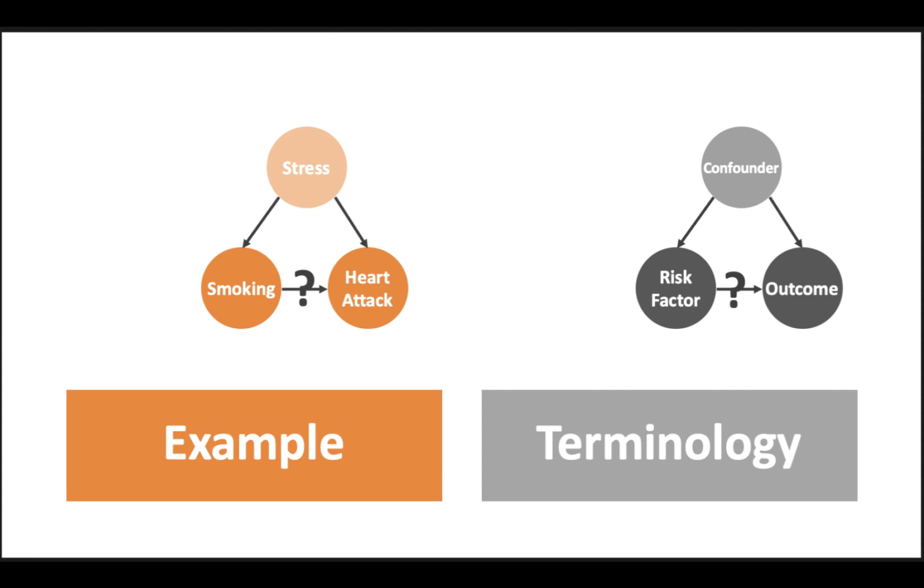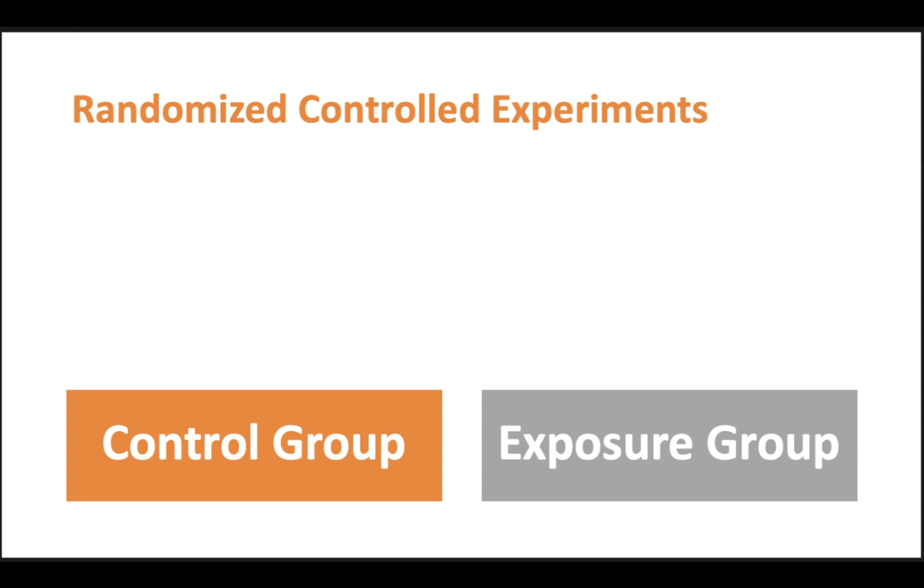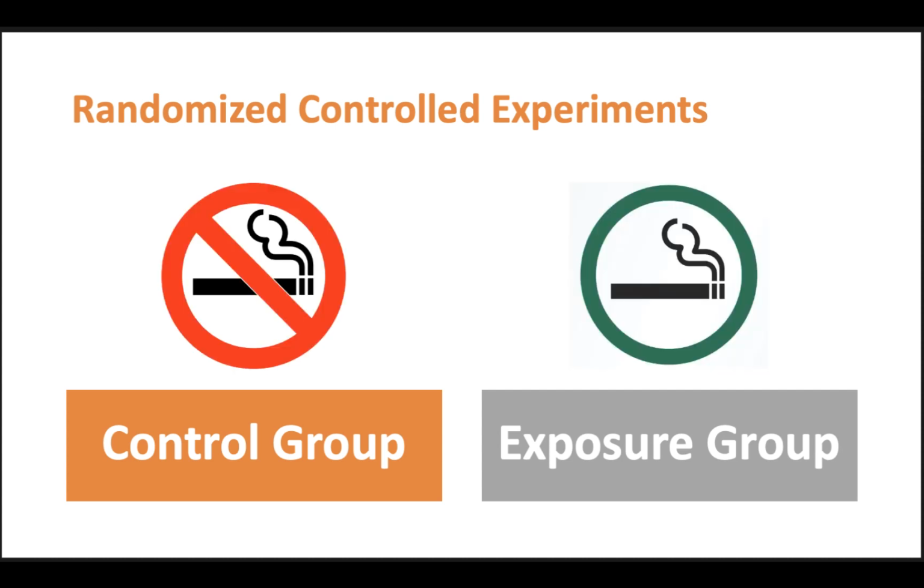To avoid the influence of these confounders, one can run randomized control experiments, or RCEs, in order to study causal relationships. In our example, an RCE randomly splits the population into a control group and an exposure group. People in the control group are forbidden to smoke while people in the exposure group are forced to smoke. We then can compare the heart attack occurrence rates between the two groups to draw a causal conclusion. What is the issue with RCEs? Well, in our case, it is extremely unethical to run such an experiment.